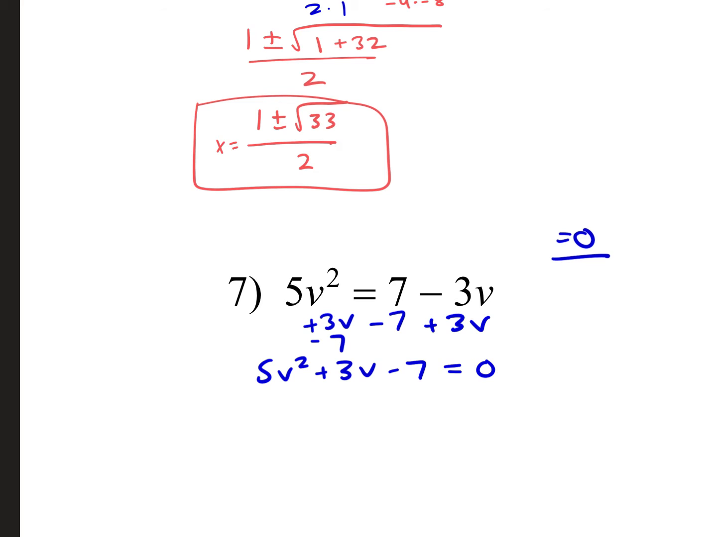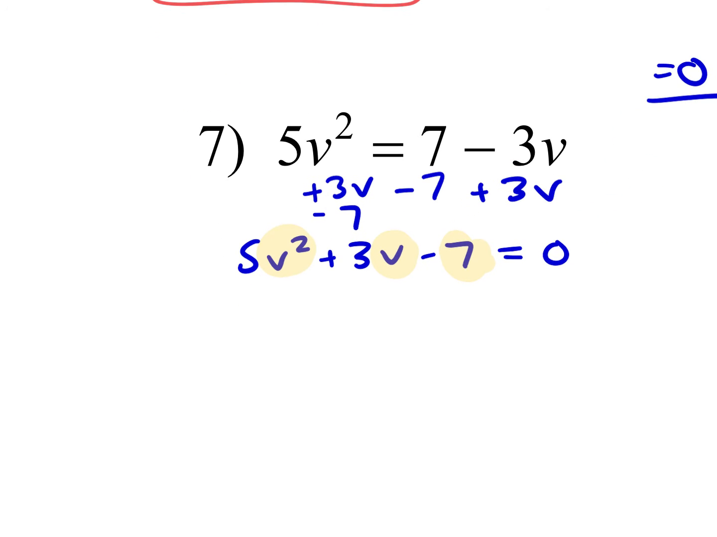When you move the number with the variable, does it always have to be in order? Yes. Remember, it always has to keep this order: your squared term, then just the variable, and then just the constant. All right, so what's A? 5. What's B? 3. And what's C? Negative 7. So plug it in.